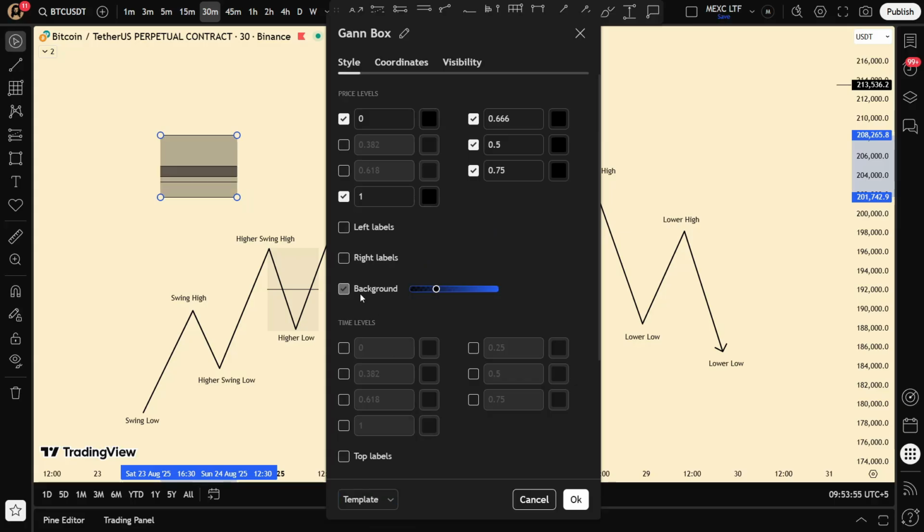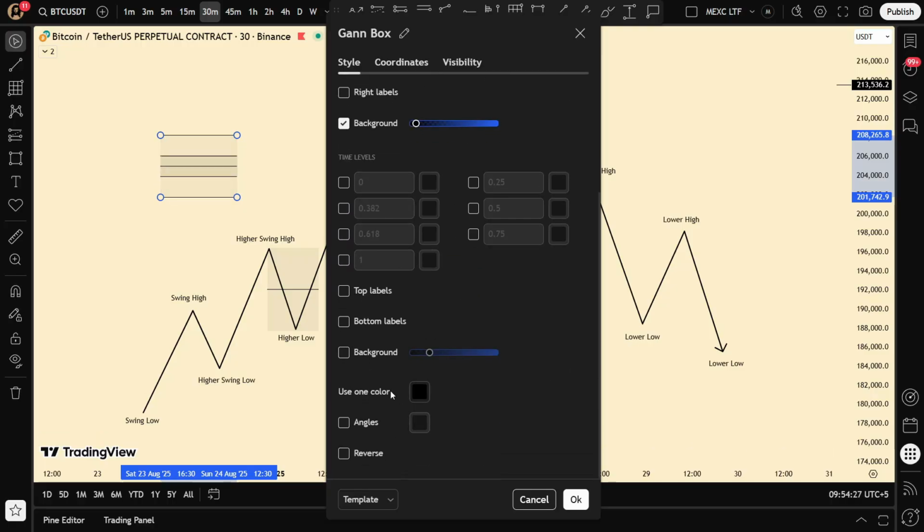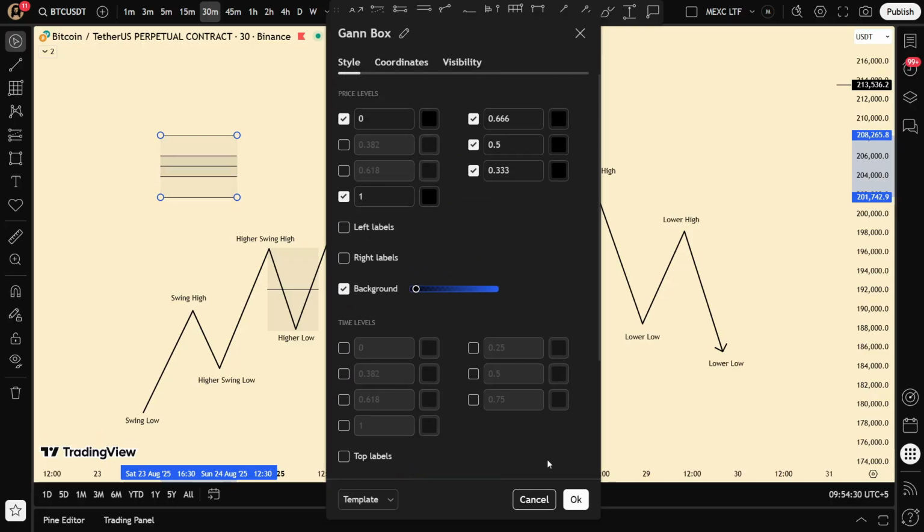So let me actually give it a background as well. So I have 3 points: 0.333, 0.5, and 0.666. You can just go there, put the levels, get rid of time levels. We don't need that. We just need 5 price levels: 0, 1, 0.666, 0.5, 0.333. That's all we need. You can play with the settings all you want, it's on you. But apart from that, that is only what I use.